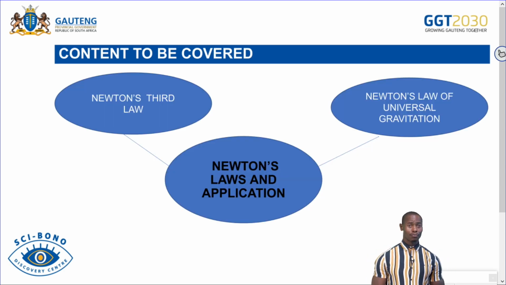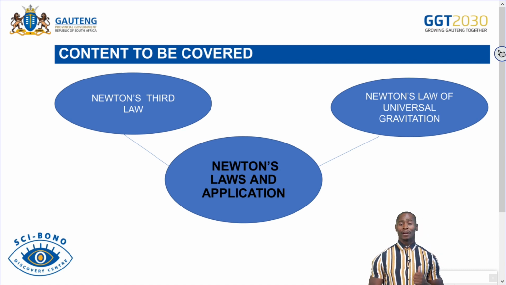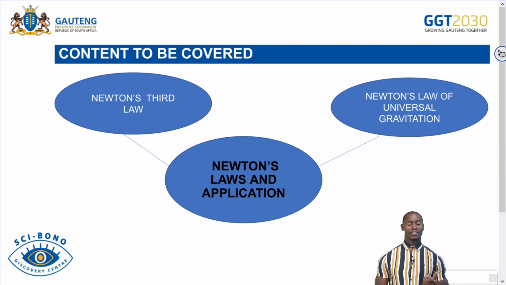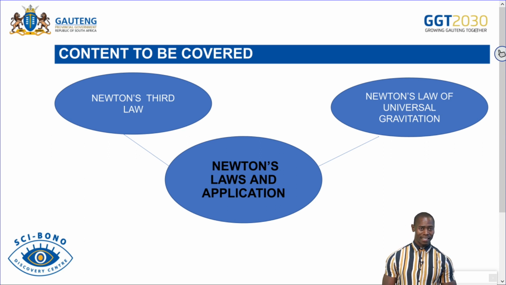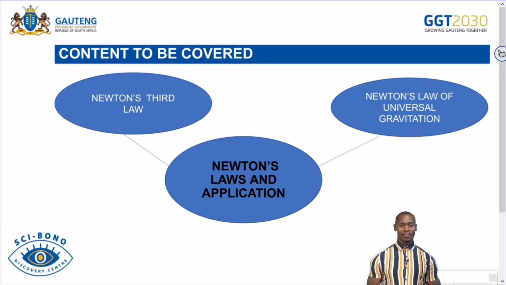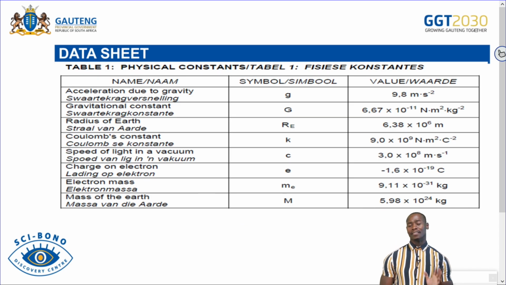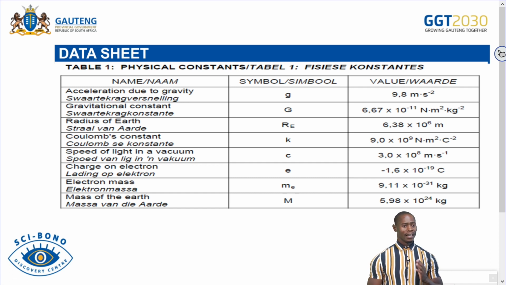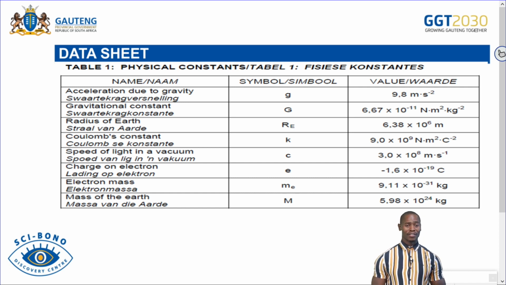So the content to be covered, I've already explained. We are not going to focus on Newton's first and second laws. We did that last week. So today our focus is Newton's third law and Newton's law of universal gravitation, right? This is the table of constants, which I believe all of you have. If you don't have it, it is there in your examination guidelines.